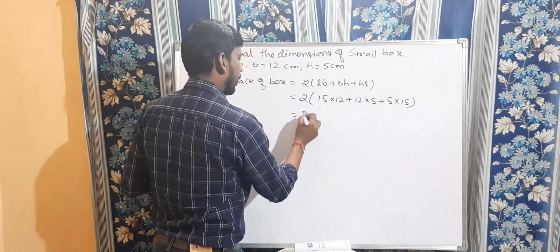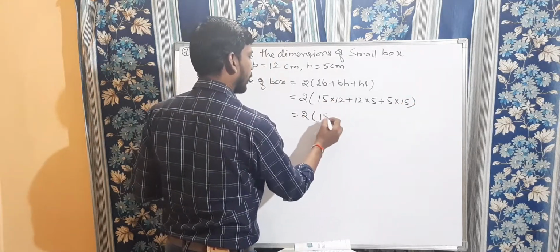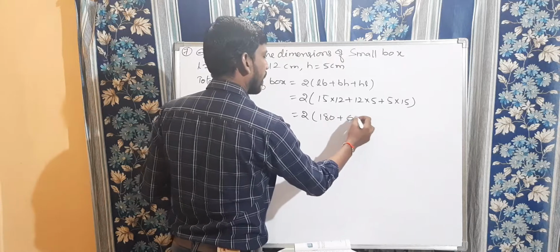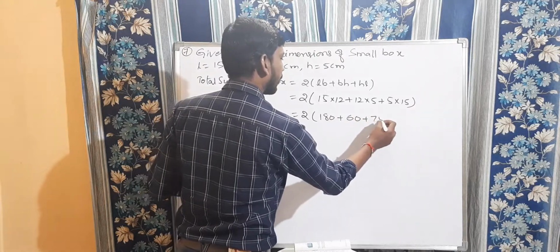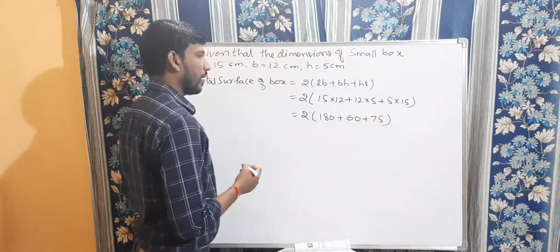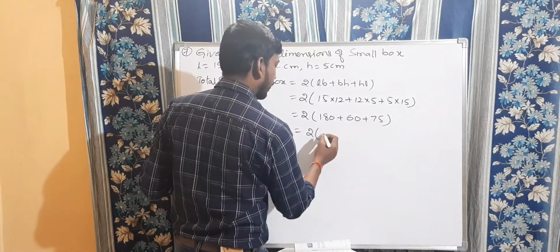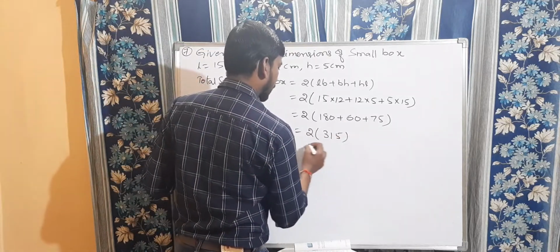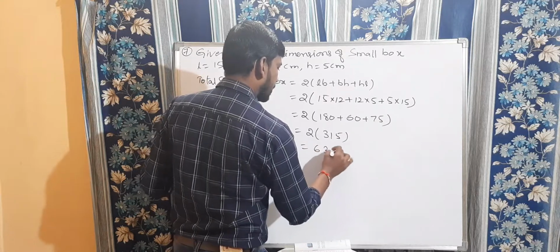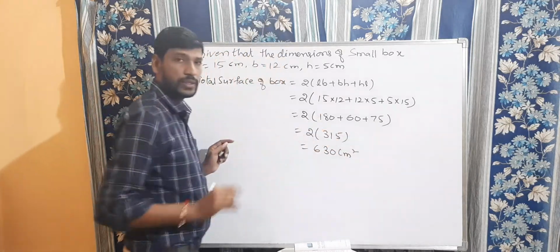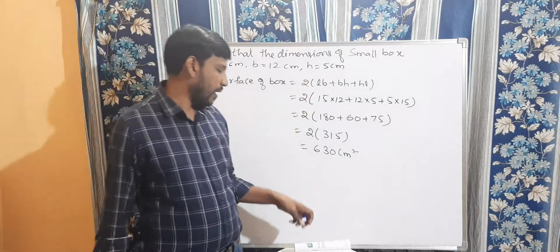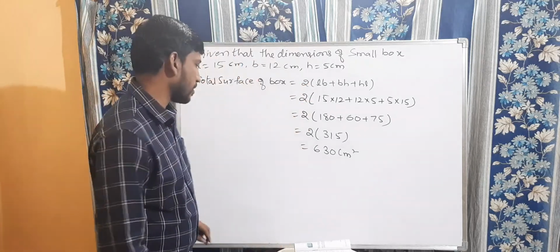Now, when you multiply 15 into 12, that is 180. This is 60, plus 15 5s is 75. Clear? So now by adding all those, you will get 180 plus 60 is 240, plus 75 is 315. This is nothing but 630 centimeter square for one box. Total surface area of the one box equals 630 centimeter square.